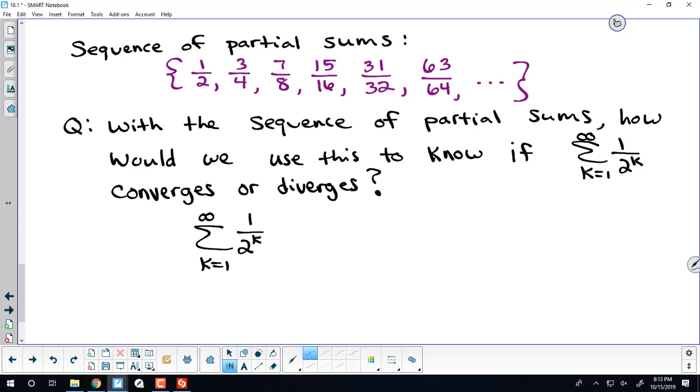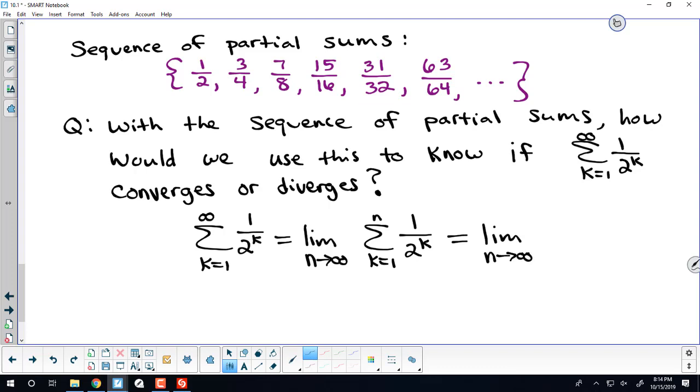And remember what that actually means, kind of in the sense of how we looked at our improper integrals, that this sum here actually means the limit as n approaches infinity of the sum of k equals 1 to n of 1/2 to the k. Do y'all agree with that? But in terms of the sequence of partial sums, we've already noted that the sum from k equals 1 to n of 1/2 to the k is just another way to write the nth partial sum.